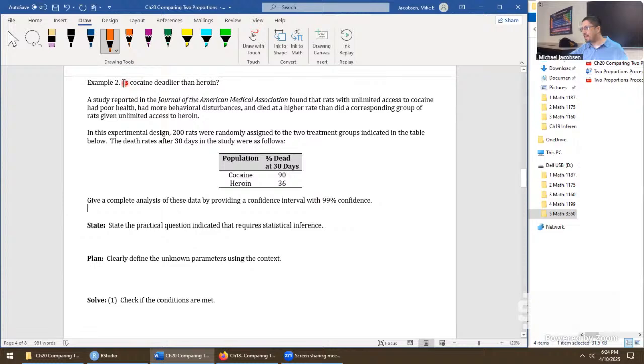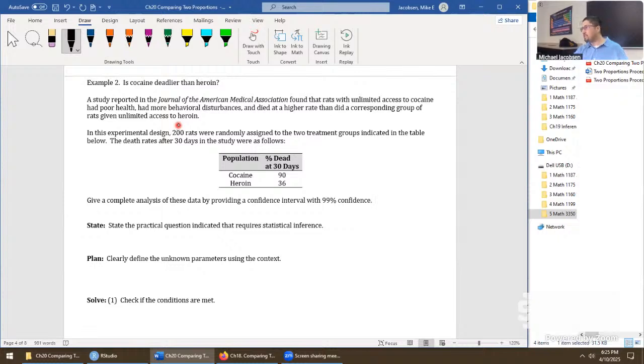Again, the question is kind of really misleading, right? The context is all about which is deadlier to rats in a controlled setting where they have unlimited access to either drug for 30 days. Cocaine was the harmful one, it looks like. Let's break this down a little bit further. 200 is not the sample size, really. That's just the total combined sample sizes from both independent populations.